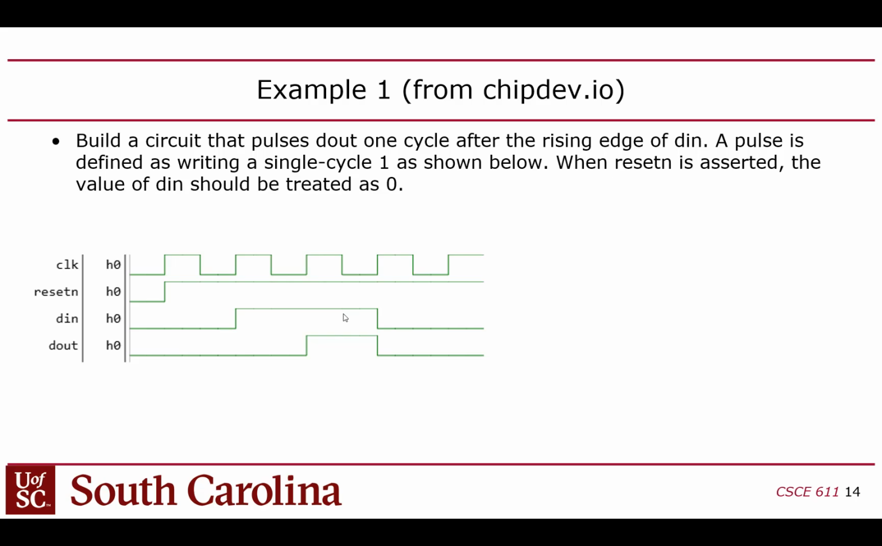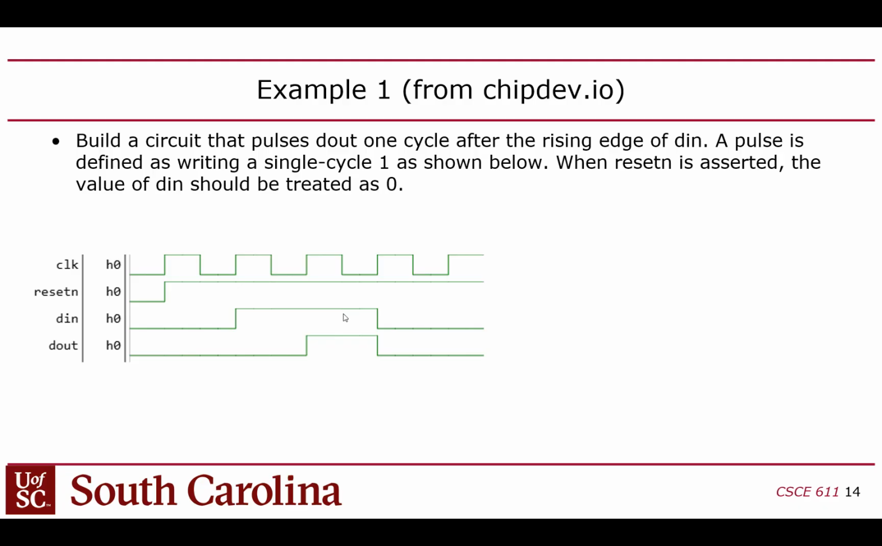To do that, you create a clocked block, and you keep track of the last value of D in, like a delayed form of D in. Then you compare the delayed form of D in to the current value of D in. If the old value was 0 and the current value is 1, that indicates there was a rising edge, right? That's how you build an edge detector. You basically just create a flip-flop for D in.